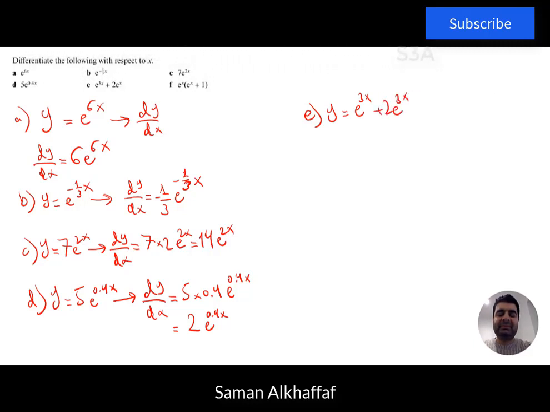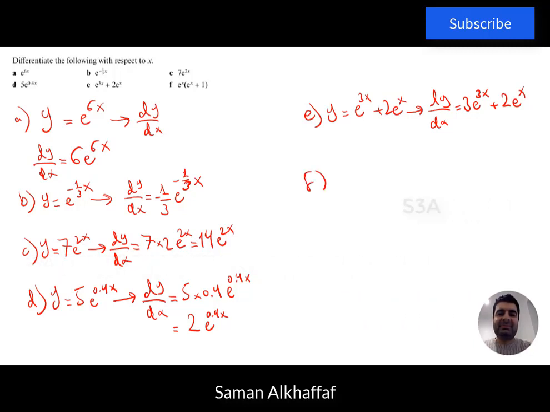For part E, we have y is e to the power of 3x plus 2 e to the power of x. To find dy over dx, that would be, in this scenario, 3 e to the power of 3x plus 2 e to the power of x. So it will remain as it is, and this will be our answer for part E.